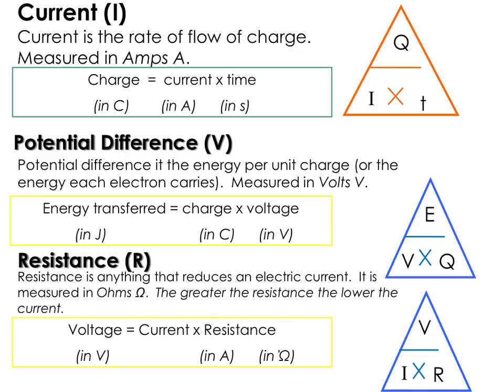The final term you need to be aware of when we look at electricity is resistance. Resistance is anything that reduces an electric current within a circuit. It's measured in ohms and has symbol omega for ohms. And the greater the resistance, the lower the current. And the law that links those things is voltage equals current times resistance, and that's known as Ohm's law. Again, I've included the equation triangle for Ohm's law over here, and that's something that we'll look at in later slides.